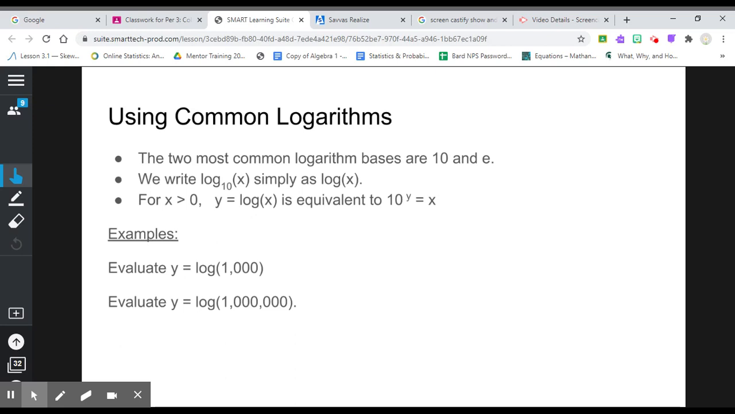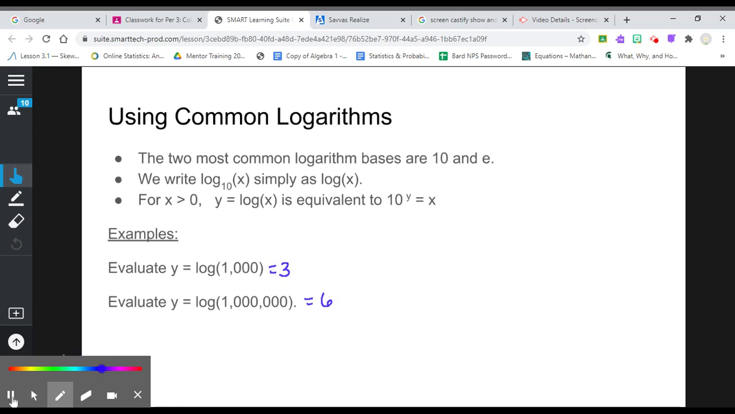Base 10 logs are easy because you can really just count up the number of zeros in order to get the answer. So for example, y equals log of 1,000 is equal to 3, because we have 3 zeros, right? And log base 10 of 1 million, we count up the number of zeros, that'll give us what? Hopefully you said 6. So very simple.